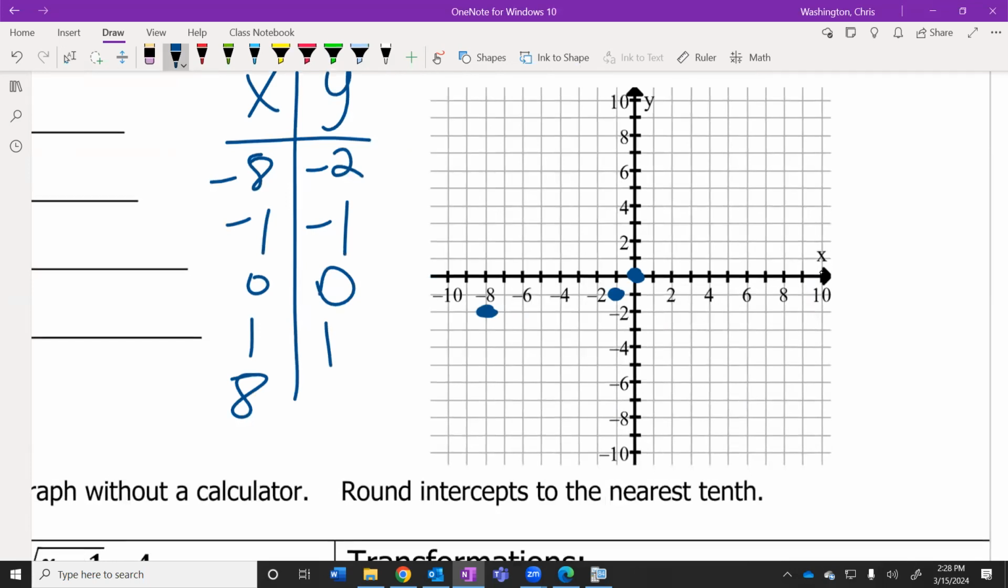So 1, 1 would be a point on the graph. And what can we multiply by itself 3 times and get 8? That number would be 2. 2 times 2 times 2 is 8.